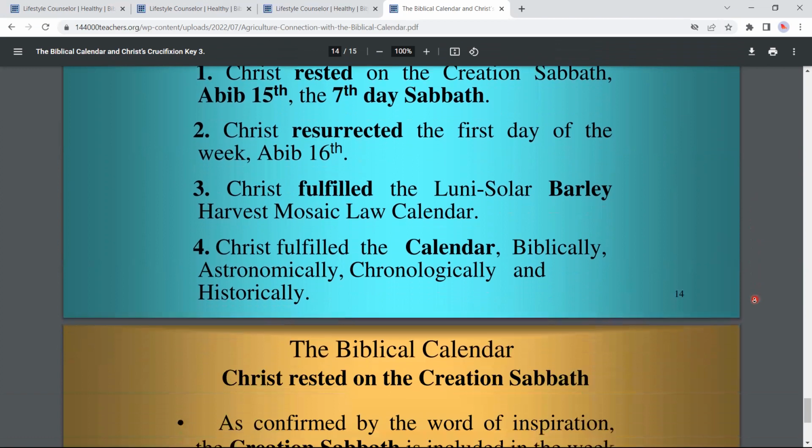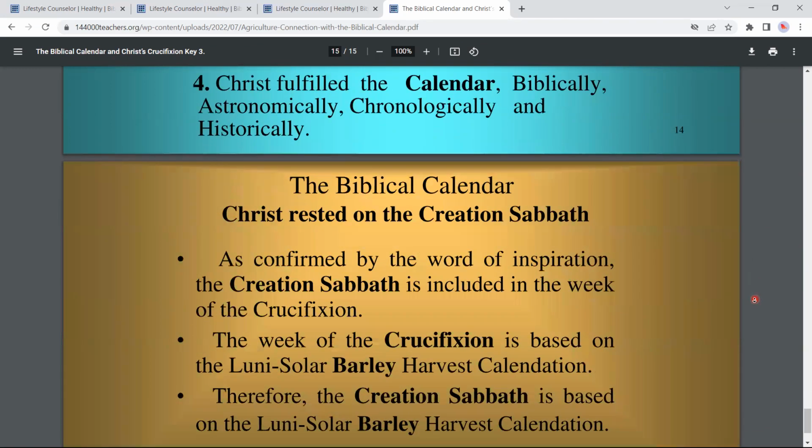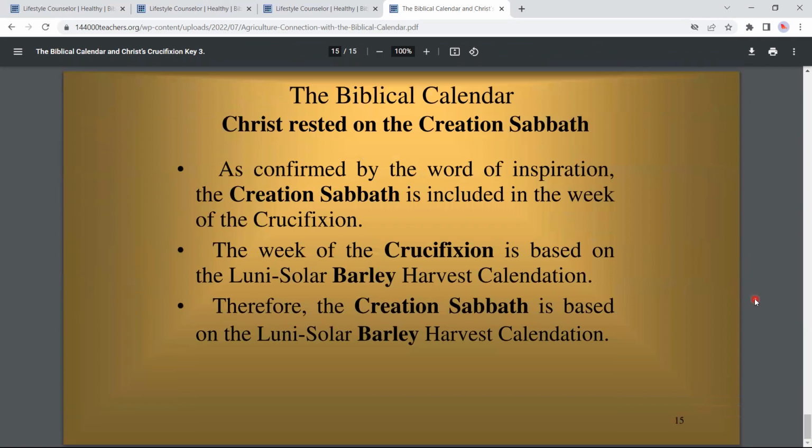The biblical calendar. Christ rested on the Creation Sabbath. As confirmed by the word of inspiration, the Creation Sabbath is included in the week of the Crucifixion. And we found out that the week of the Crucifixion is based on the Luni-Solar barley harvest calendation. Therefore, the Creation Sabbath is based on the Luni-Solar barley harvest calendation.